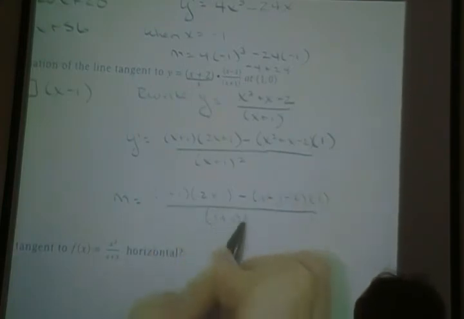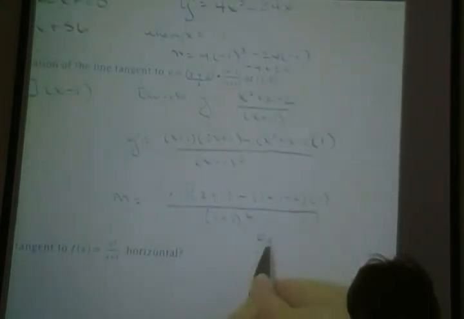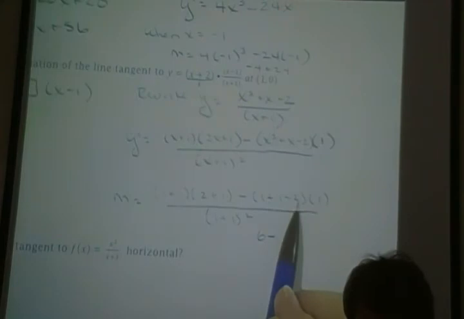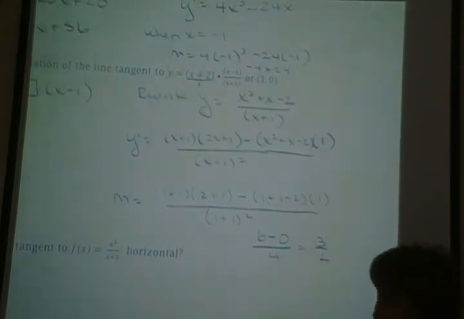Because depending on the problem, if I want a general rule, then I should simplify it. But if I only want the rule at a particular point, once you've got the derivative by using the quotient rule, just plug the x value in and then calculate it out. So I'm going to get 2 times 3, which is 6. 1 plus 1 minus 2 is 0, so that's all 0. 2 squared is 4. My slope is 3/2. And that's what I'm going to go back and put in here.